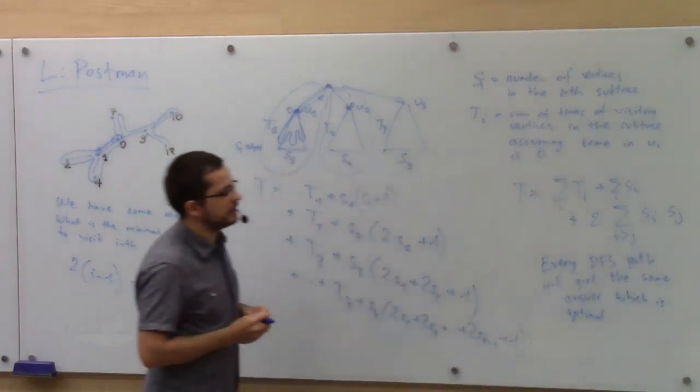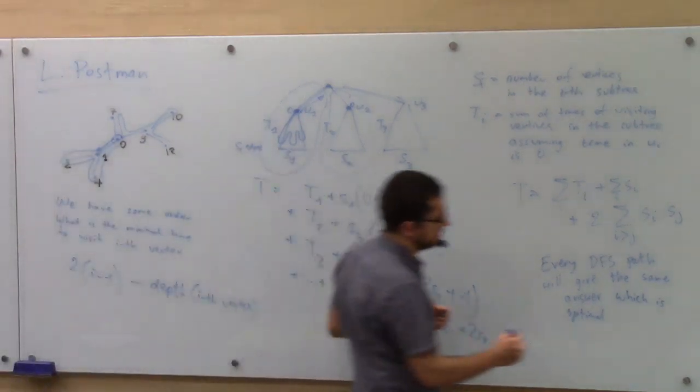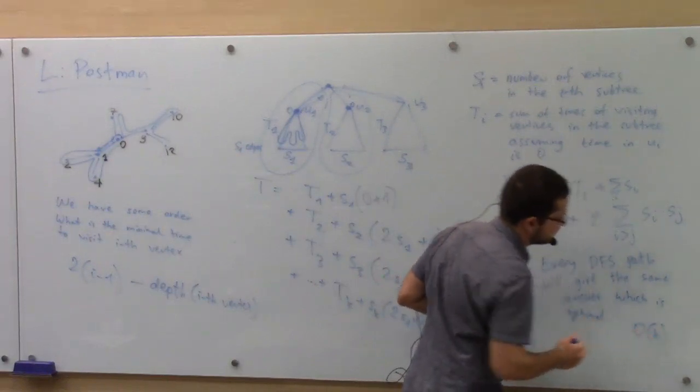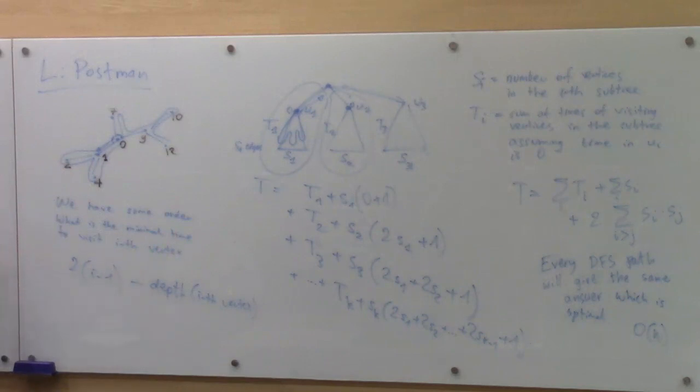Okay, so what is the time complexity to calculate this number? Yeah, this is linear, but we had one assumption. We assumed that, okay, so what have we assumed? Yes, that we know what the root is.